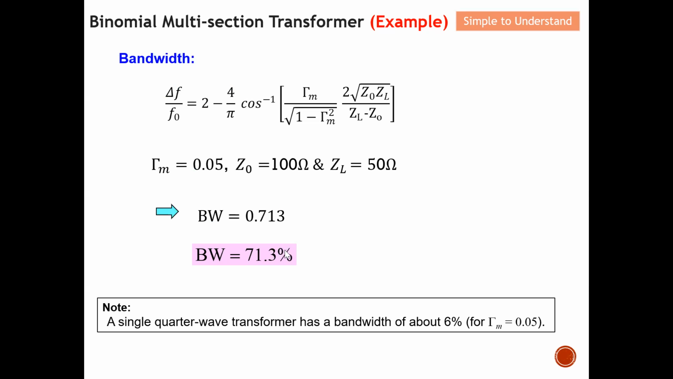So I just want to give you a numbers comparison between a lambda over 4 transformer versus a 3-section multi-section transformer. For a single quarter-wave transformer, for this case here, the typical bandwidth is about 6%. But over here, if you use 3 sections, using this binomial method to do this impedance transformer, you can see that the bandwidth is so much larger, which is 71.3%.